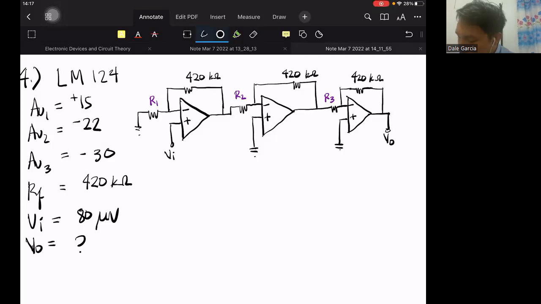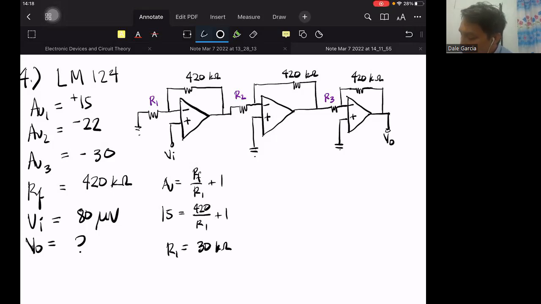For the solution, AV is equal to RF over R1 plus 1. AV is 15, so 420 over R1 plus 1. So R1 is 30K. Thank you.